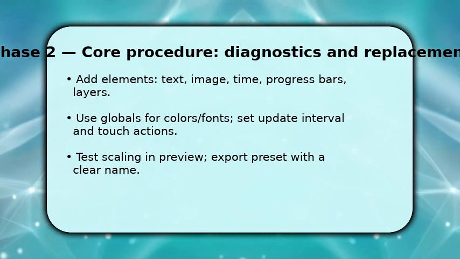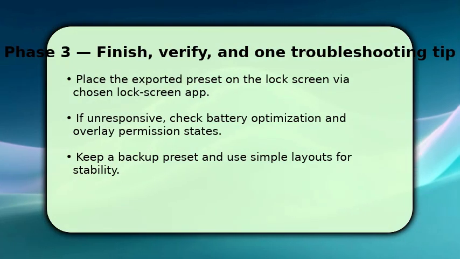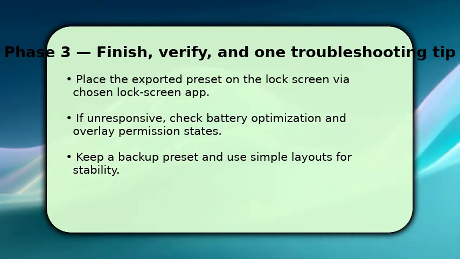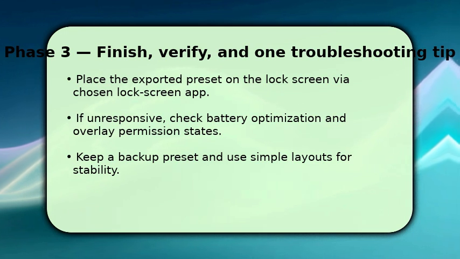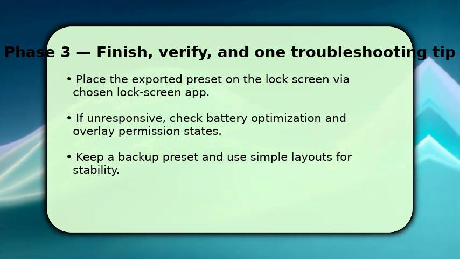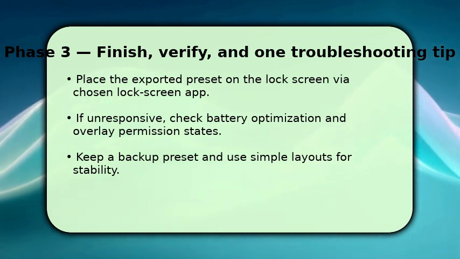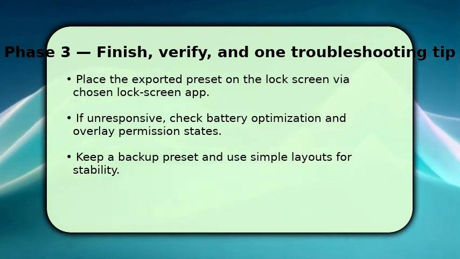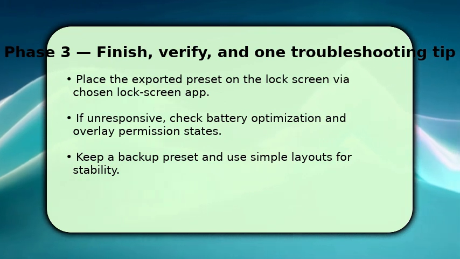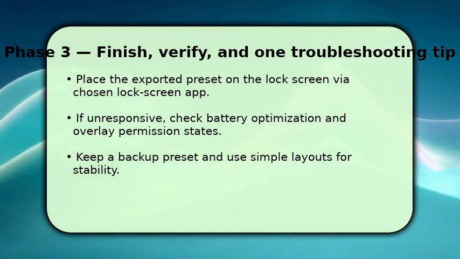You deploy by assigning the exported preset to the KWGT widget that sits on the lock screen or AOD. Open your lock screen app or system widget picker and choose the KWGT instance. If the widget fails to appear or update, make sure battery optimization is off for KWGT, overlays are allowed, and the lock screen app has widget permission.